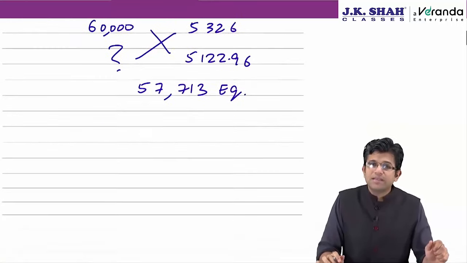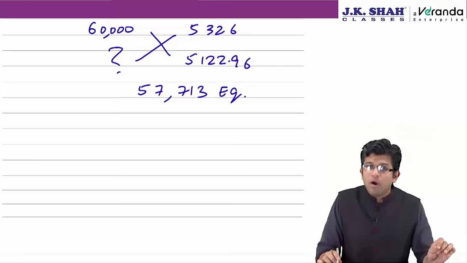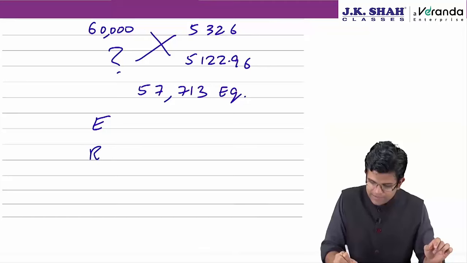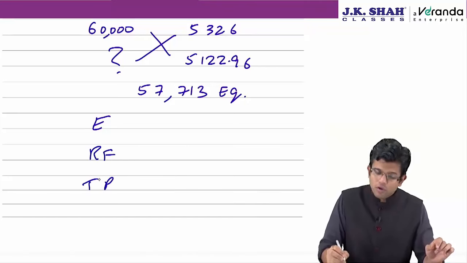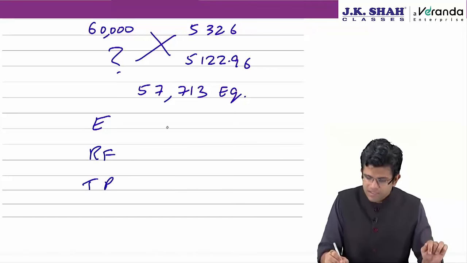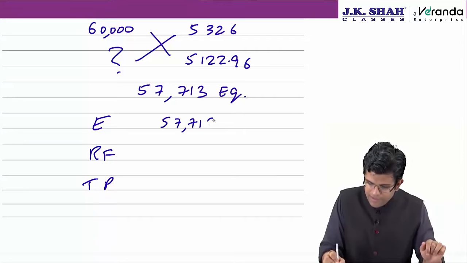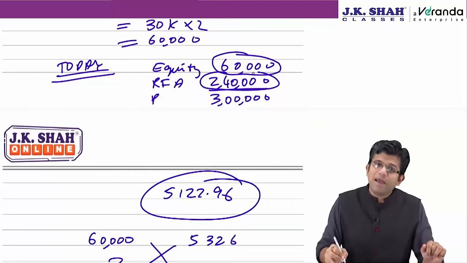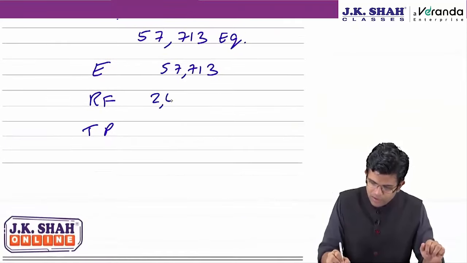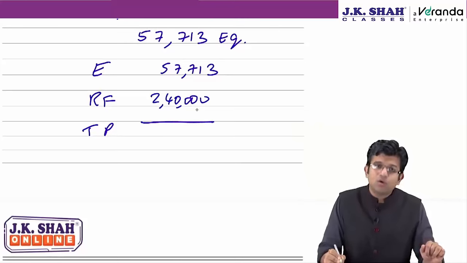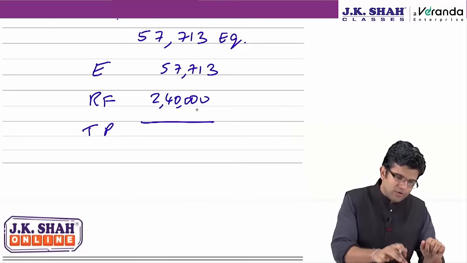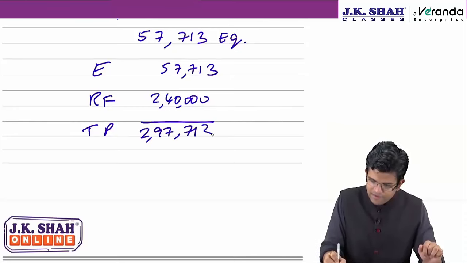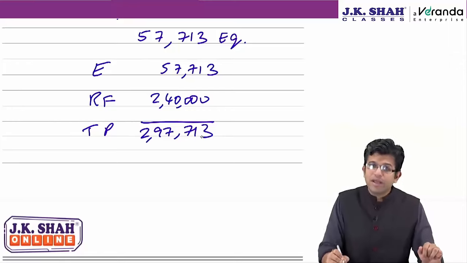Students, do you now realize that your portfolio will now appear something like this? It has equity, it has risk-free, and this is the total portfolio. Equity which was earlier 60,000 now drops to 57,713. Your risk-free assets will continue to remain 2,40,000. So I'll write down here 2,40,000, and the total will now be 2,97,713. Students, how should I rebalance now?